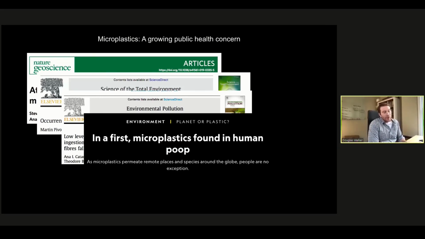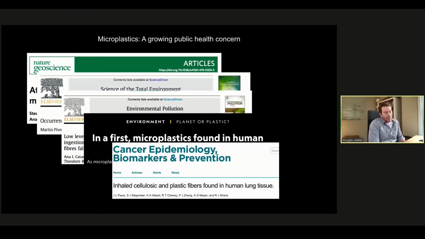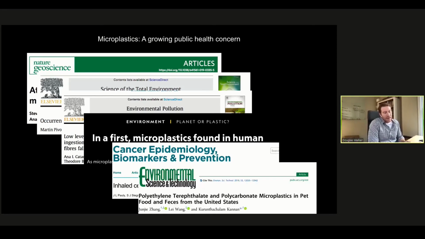There've been some initial studies showing that they can be detected in biological samples, including feces and placenta. There've been some findings showing that small plastic particles have been linked to different lung diseases. And finally, they've been measured in pet food and feces from a number of different sources.